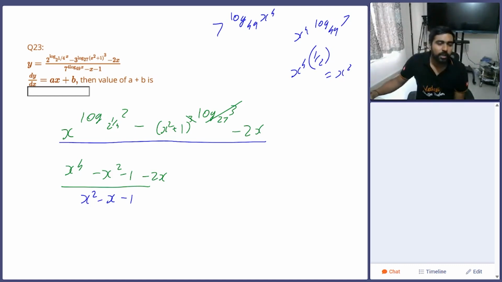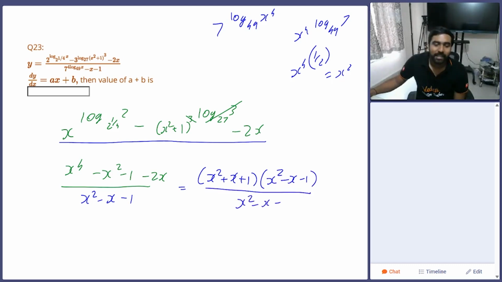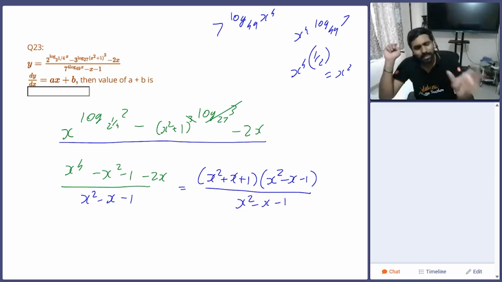Now this term, x power 4 minus x square minus 2x minus 1, is easily factorizable. It is a standard factor which you should remember: x square plus x plus 1 times x square minus x minus 1, divided by x square minus x minus 1 over here. It's a very standard factor which you should most definitely remember. If you don't, remember that this is the format. In most cases it comes in combination with either x square minus x minus 1 or x square plus x plus 1. Some combination of these you will always see pop out.